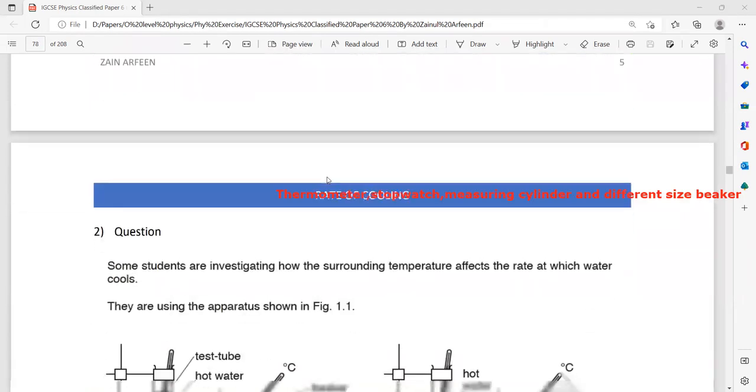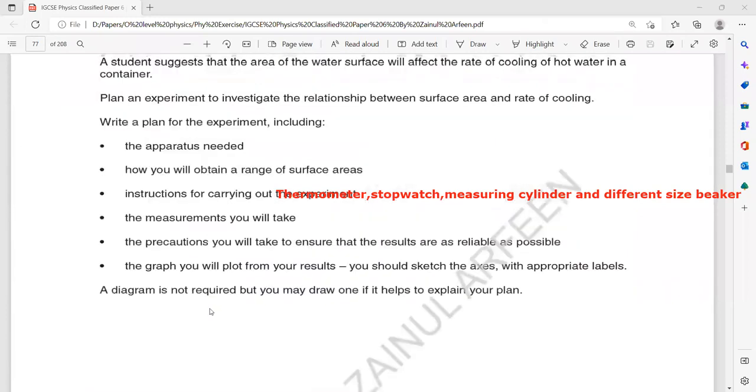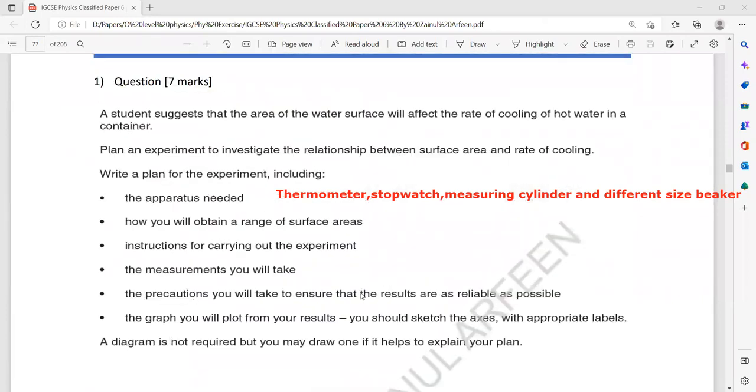Whenever you write this experiment, there's a space available here. You can write all this. A diagram is not required, but you may draw. Whenever a question allows, you should draw, so that in case you miss a point, you will get the mark from that.